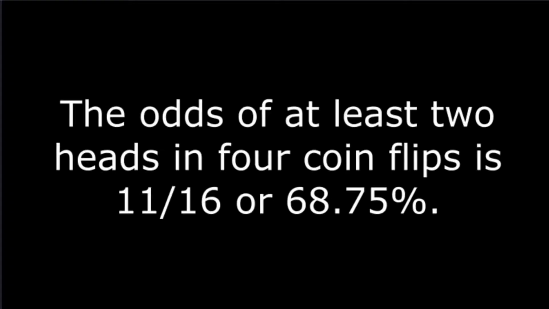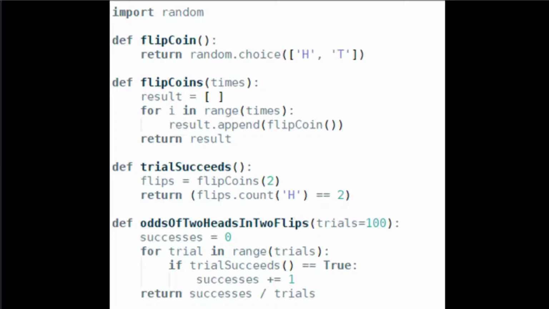In order to better explain this to you, we will find the probability of getting at least 2 heads in 4 coin flips. Doing the math, we know this is 68.75%, so we should expect the Monte Carlo method to get close to this. Here's the code for a Monte Carlo method that tests the probability of getting at least 2 heads in 4 coin flips.